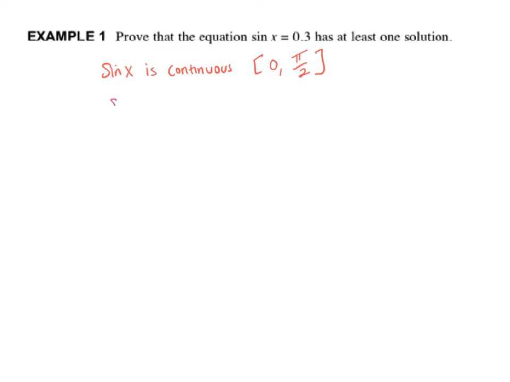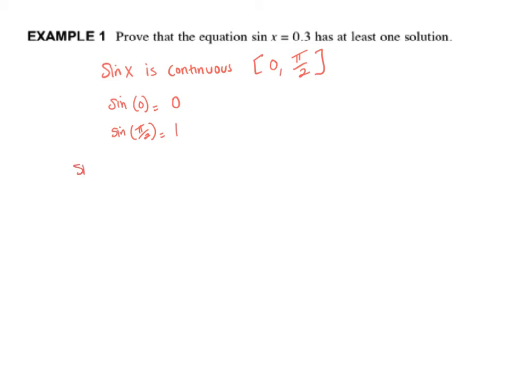Then I can show that sine of the a value, sine of 0, equals 0, and sine of pi over 2, the b value, equals 1. Now, you might be able to see this is why I'm selecting this interval, because between 0 and 1, between my outputs, 0.33 is there. So therefore, somewhere in the closed interval 0 to pi over 2, there must be an x value that would give us a y value of 0.33. And that's all we're stating.